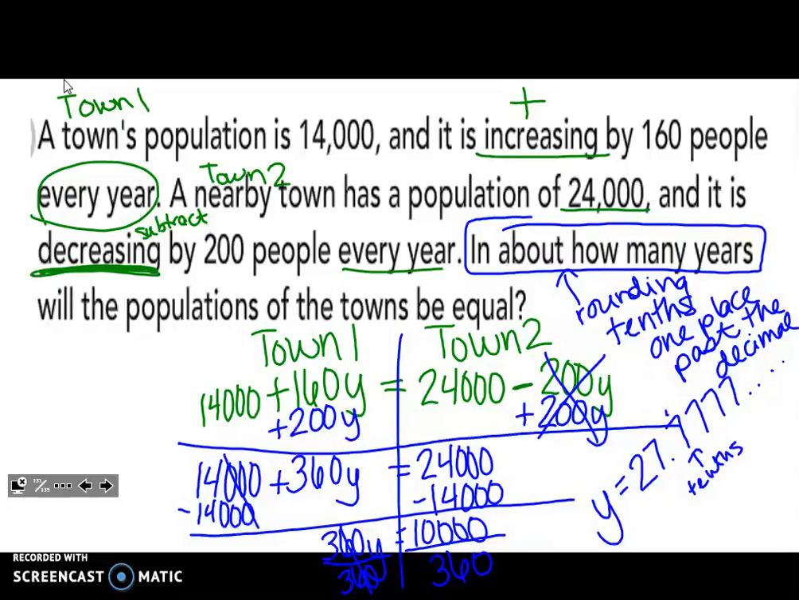But remember, with rounding, we look to the number behind it, and that 7 behind it is going to tell me to round the tenths place up. So my final answer is going to be 27.8. And in the question, it said, in about how many years? So my label is years. In about 27.8 years, those towns' populations will be equal.